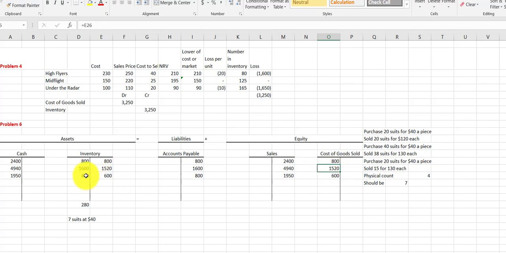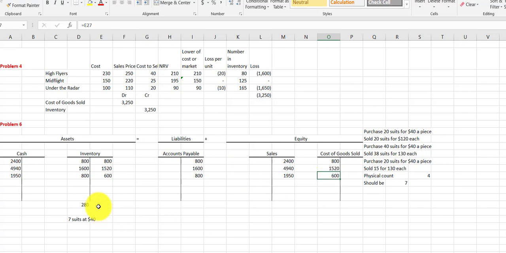We bought some more, 20 more. 20 times 40 is 800. Credit accounts payable, debit inventory. We sell 15 of those. We credit sales, 15 times $130, and debit cash. We then credit inventory for 15 times 40 and debit cost of goods sold.